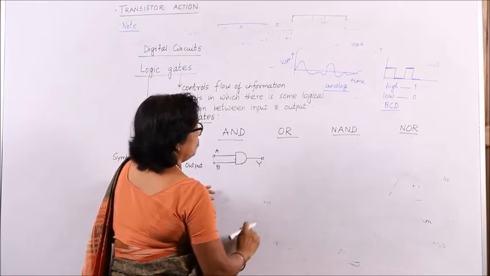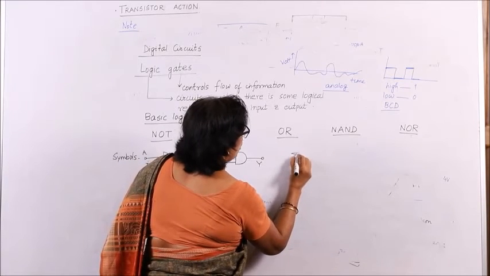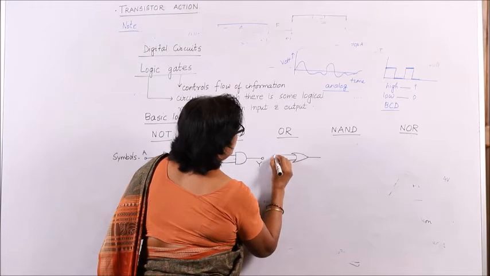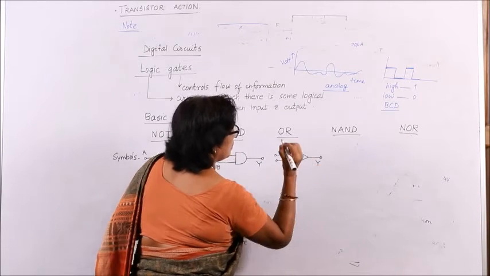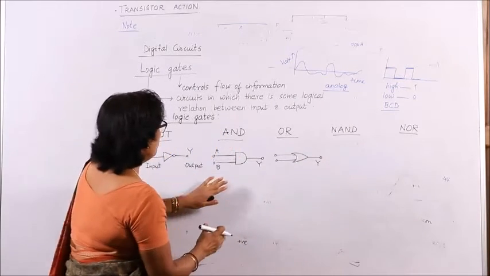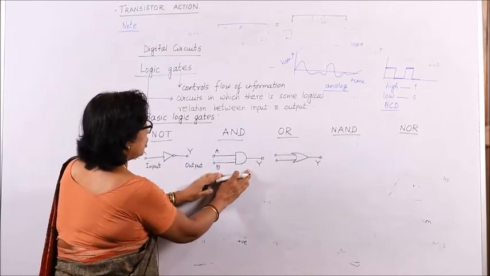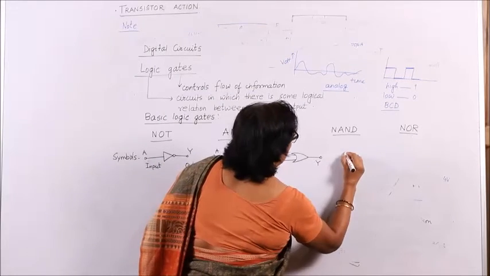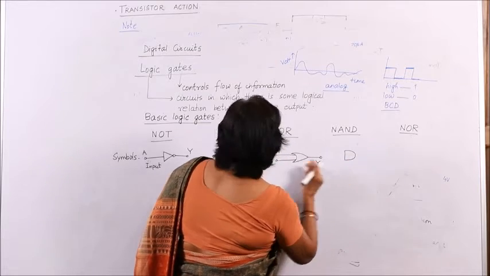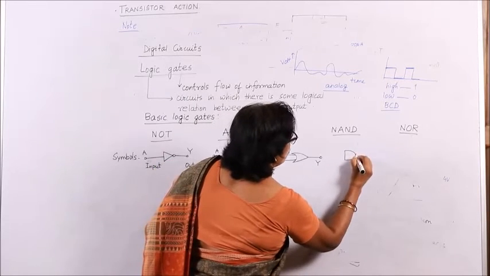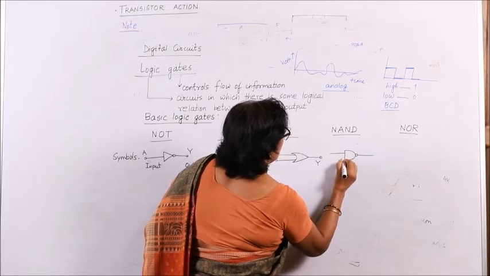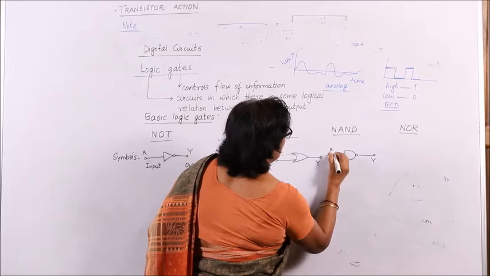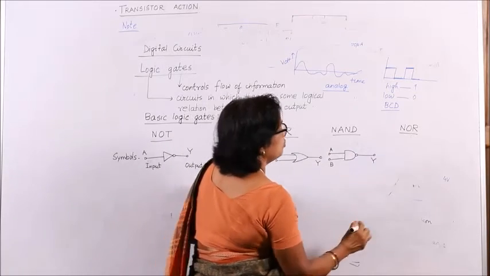This is AND. OR, the symbol of OR is something like this. So, again I am drawing 2 inputs and one output. NAND is combination of AND and this, that means first I will draw the AND and then add a small circle. This is my NAND gate. This is output, these are the inputs. There may be more than 2 inputs also.